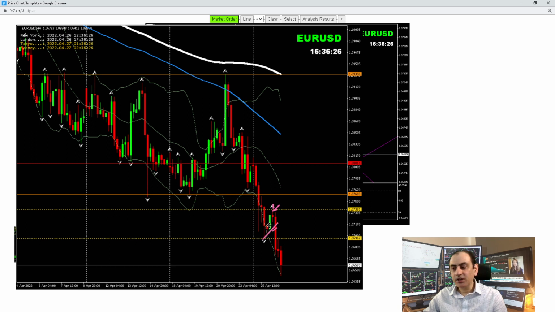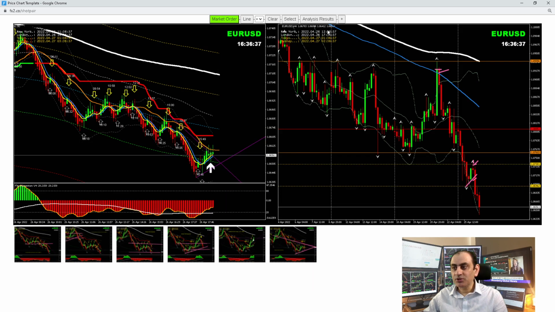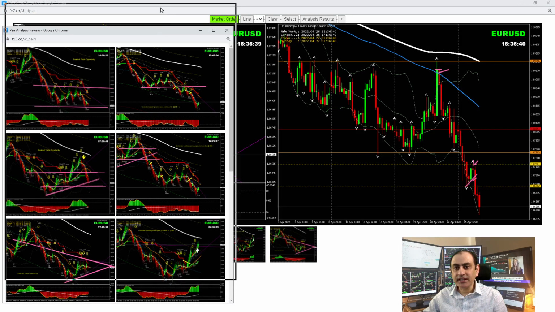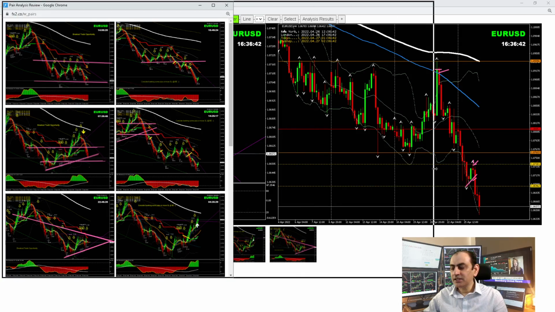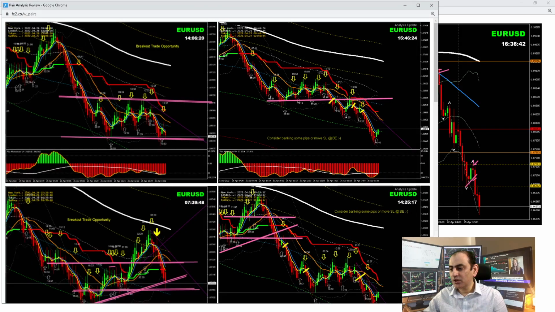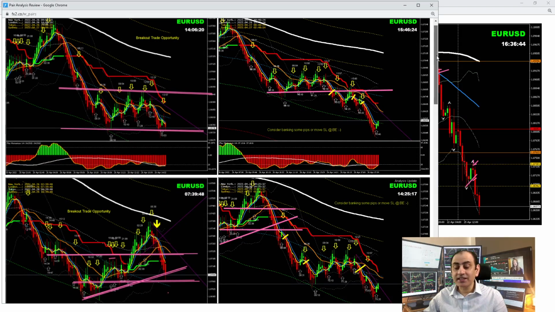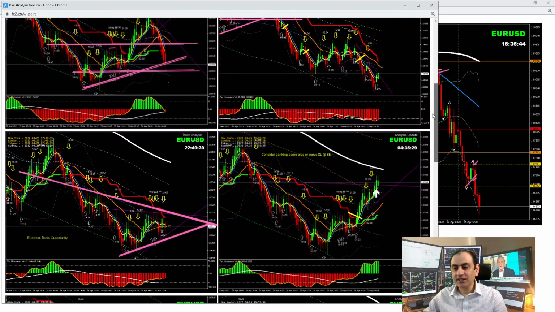Our bias was short from here anyway, so we were just taking a pullback. This was the deep pullback. We have taken a beautiful short trade here. Let me share with you how I analyze the entries and exits. As you can see, we are intraday traders, so we also consider counter as a valid trade, guys. That's exactly what you can see here.